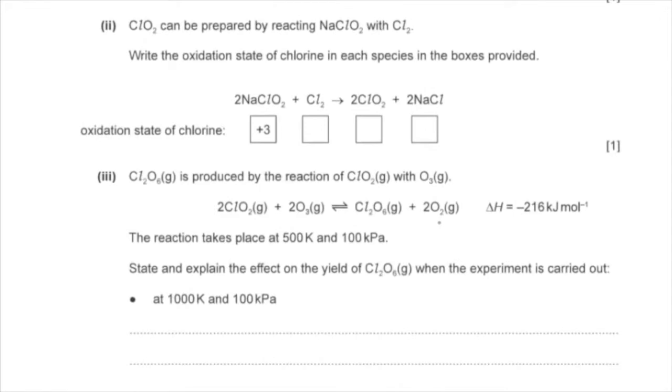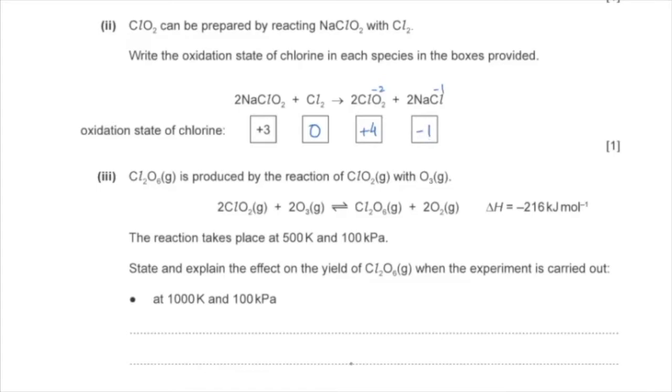Part 2, ClO2 can be prepared by reacting NaClO2 with chlorine. Write the oxidation state of chlorine in each species in the boxes provided. So here chlorine exists as a molecule, so it has an oxidation state of 0. Here oxygen has an oxidation state of -2, hence chlorine will have an oxidation state of +4. Here chlorine will have an oxidation state of -1.